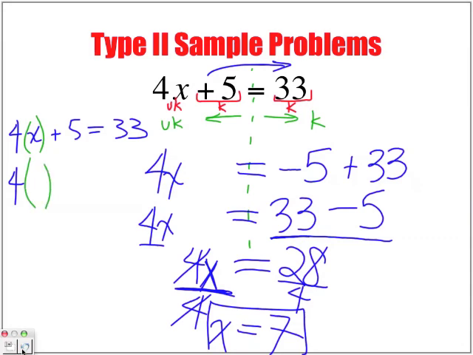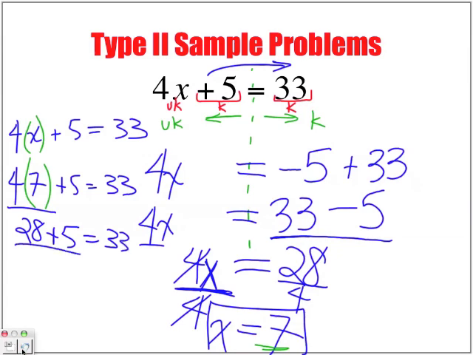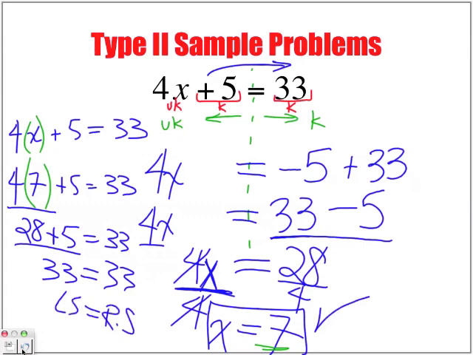What I'm going to do is, instead of x, put the value of x. The value of x, as we said here, is 7. Plus 5 equals 33. According to BEDMAS rules, we do multiplication first. So 28 plus 5 equals 33. 28 plus 5 is equal to 33. So the left side is equal to the right side. So we know for a fact that x is, in fact, equal to 7.